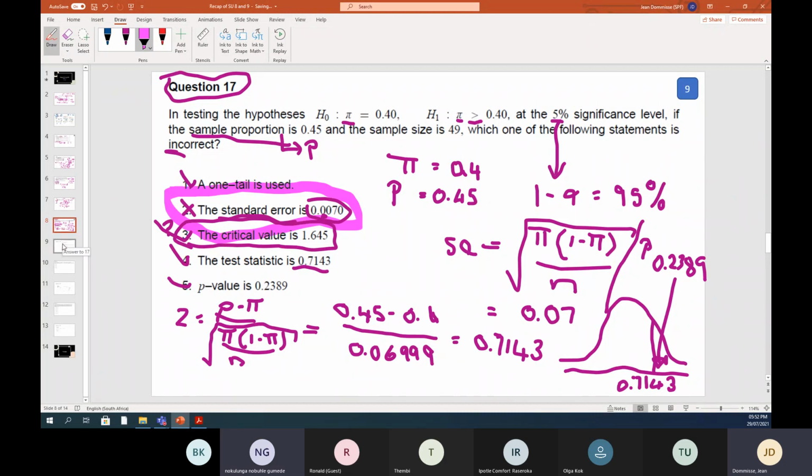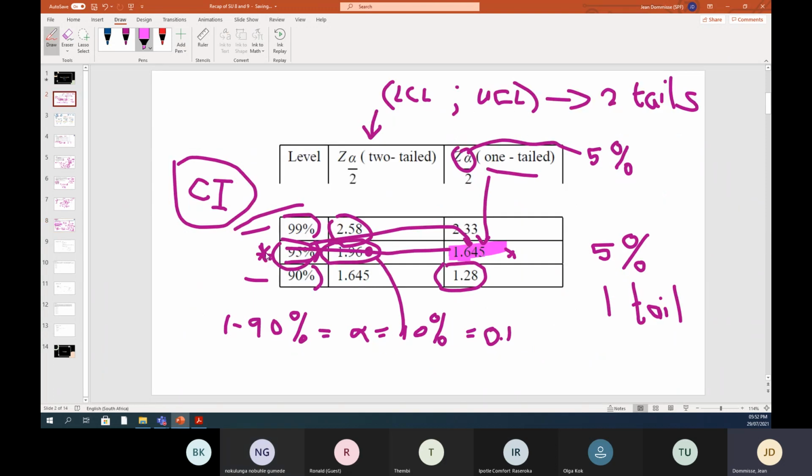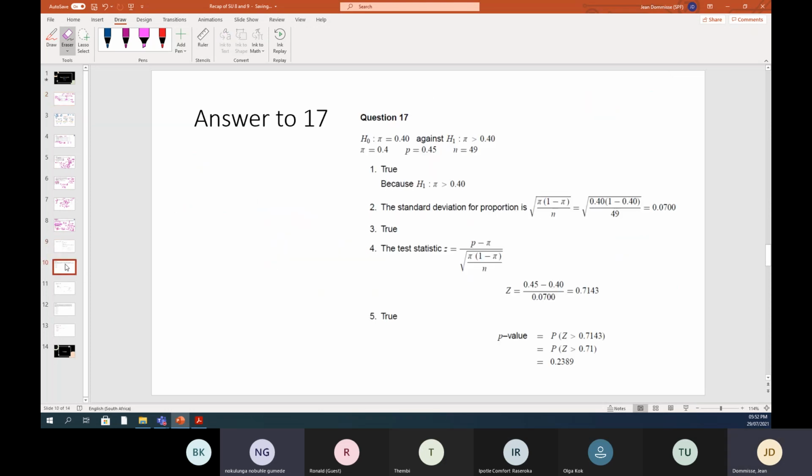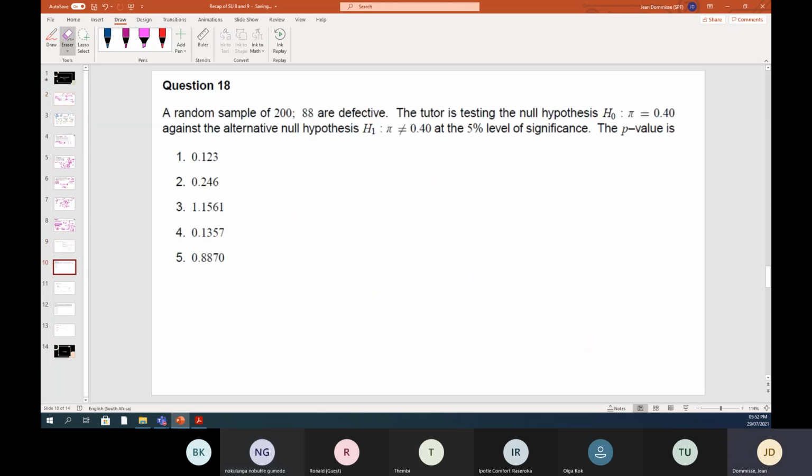Okay, so happy with that. I now confused myself and I confused every one of you. One tail, 95% because it is 5%. Do the cross, it is sitting at the 1.645. Okay. Let's just take the rest out there. Okay. So let's look at the next question.